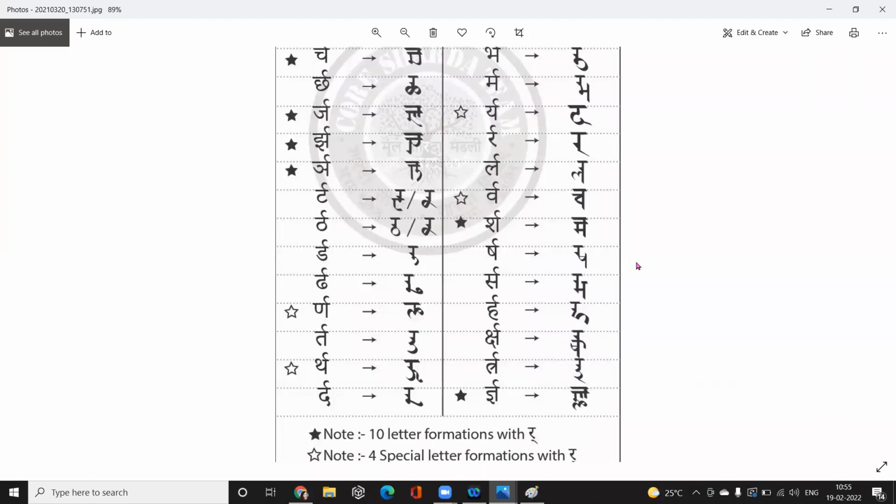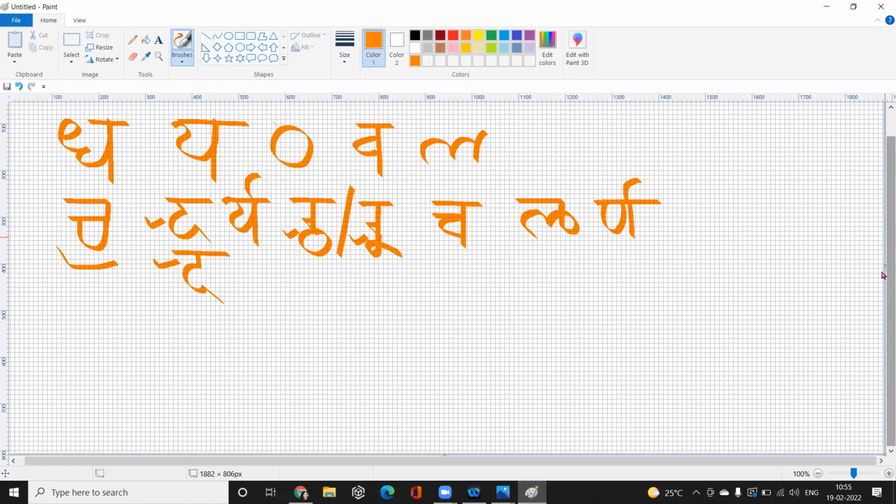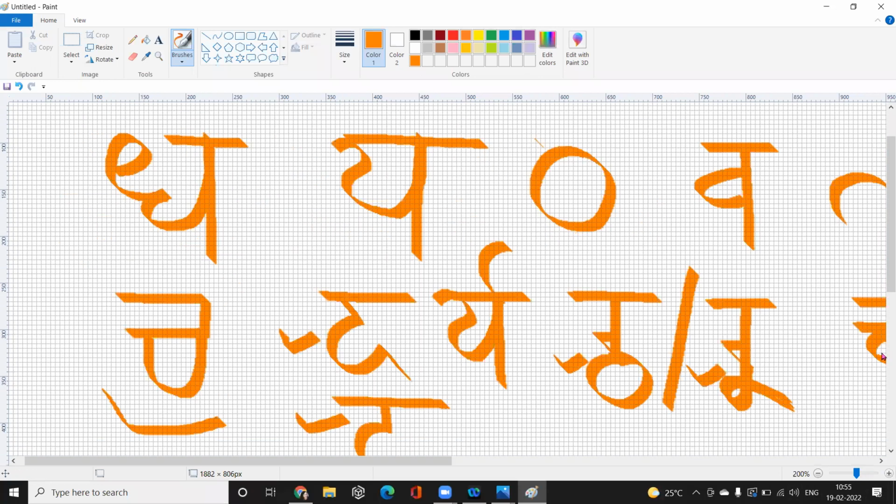Ma'am, can you give any word for this tha, the one on the left-hand side with the star? Sure. Let's take some example for this letter. Ma'am, can you write Samarthya? Samarthya, I was about to say that. We spoke about it earlier also.